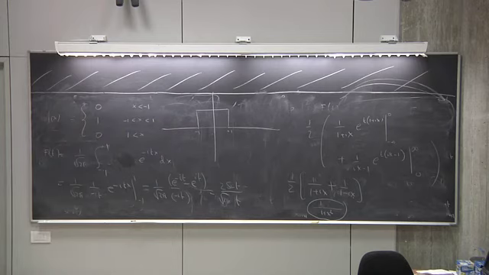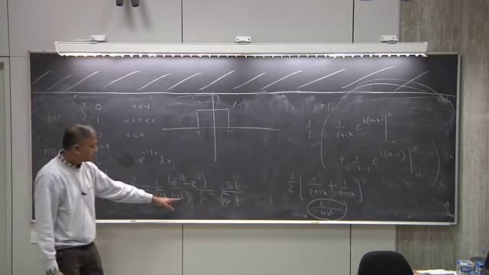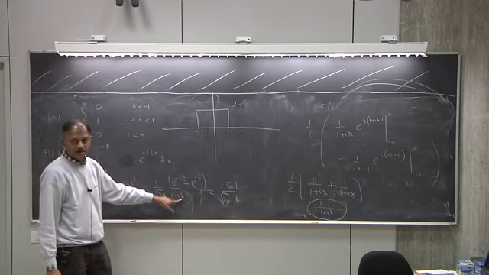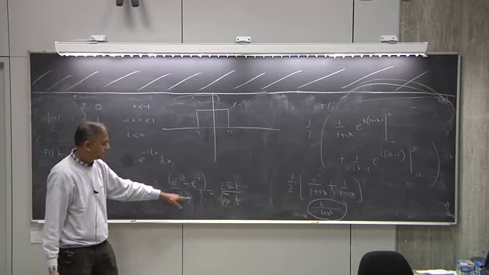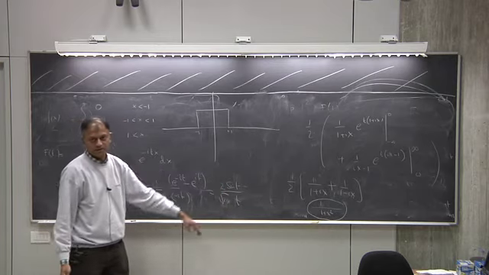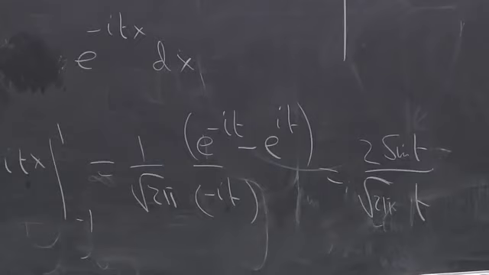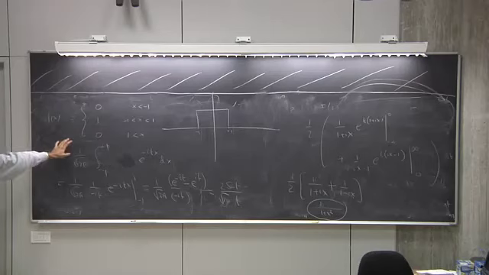It's perfectly fine. One might have worried that there is a 1 over t here. At t equal to 0, it seems to have a problem, but there is a sine t here. So at t equal to 0, there is no singularity for capital F of t. Okay. So now the question is whether the inverse transform is going to give you back that or not.